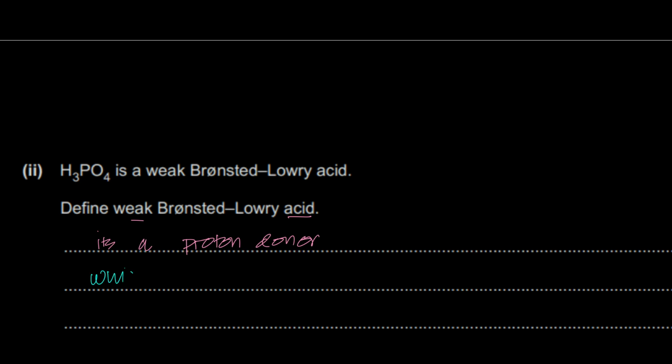Which partially ionizes in an aqueous solution. So what I'm basically doing is I'm telling the examiner what the acid part is, it's a proton donor, and the weak part, which means it partially ionizes in an aqueous solution. And only then are you able to get 2 marks.